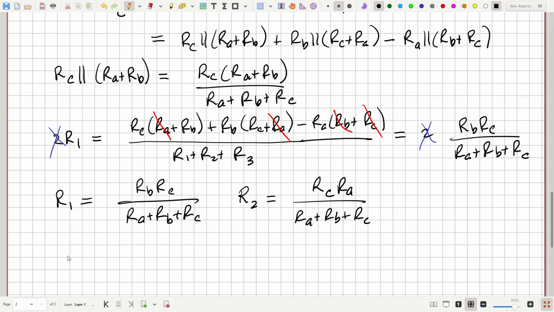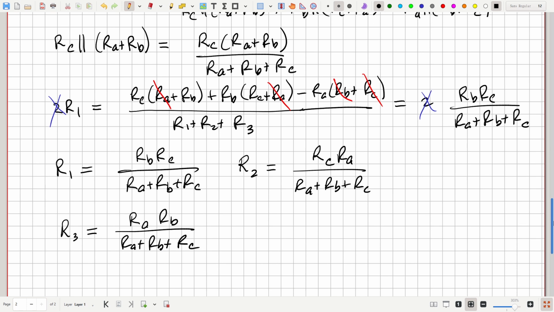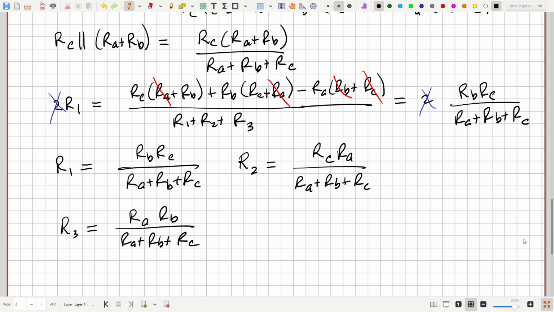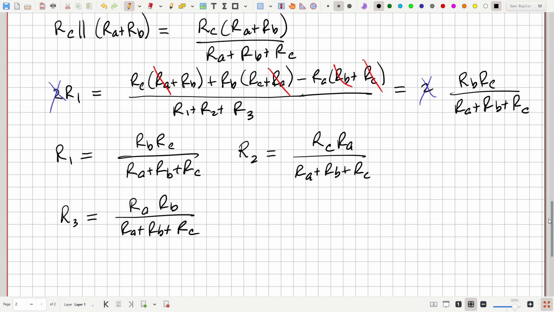And finally, R3 is equal to RA RB over RA plus RB plus RC. Okay, so that gets us our R1, 2, and 3 from our RA, B, and C. And it's convenient to write these formulas in a somewhat modified form. Notice up here in the numerator, in each of these cases, we have a product of two of the resistors of RA, B, and C.